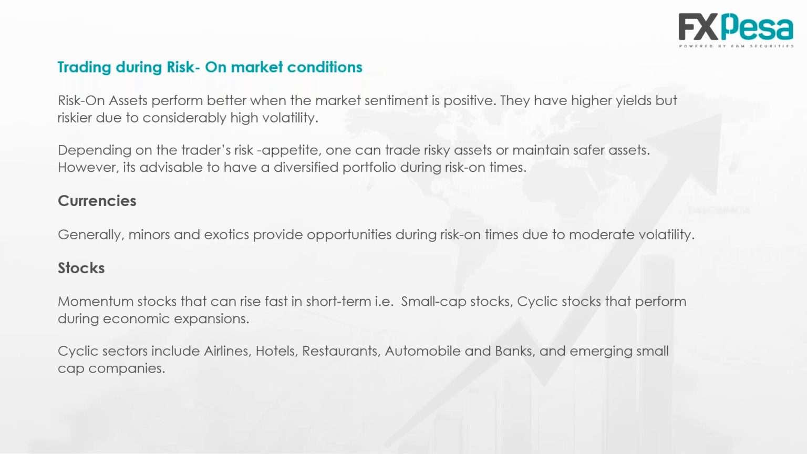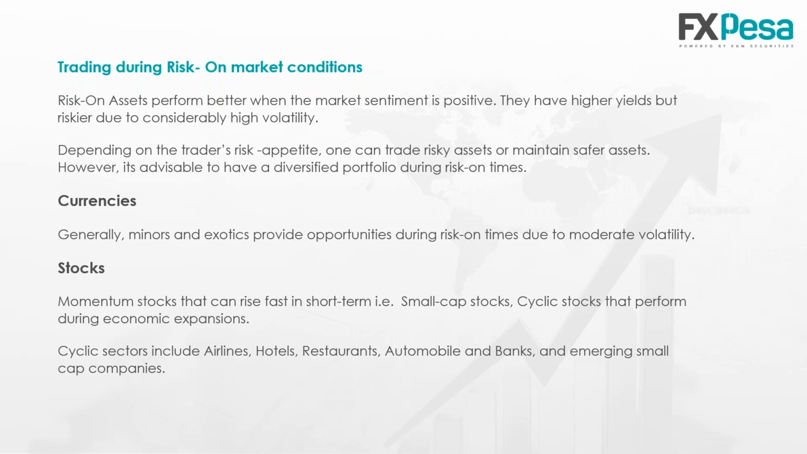For the currencies, you're generally looking at minors and exotics. They provide very good opportunities during risk on times, and due to moderate volatility, you can trade on them, and even on the majors, because on risk on times, it is time that you can risk more by going to those riskier assets, because now the movement is not very uncertain, but still even the safe haven assets can give you a move or a good opportunity.